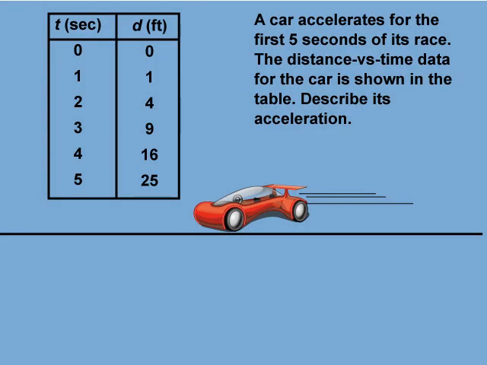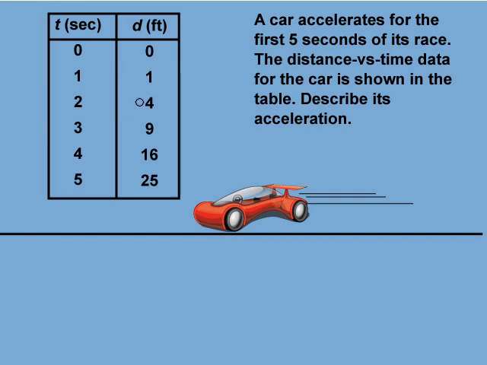A car accelerates for the first 5 seconds of its race. The distance versus time data for the car is shown in the table. Describe its acceleration. This table shows the time in seconds for the first 5 seconds of a car's motion, starting at t equals 0 seconds. The other column in the table shows how far the car has traveled for each 1 second increment.